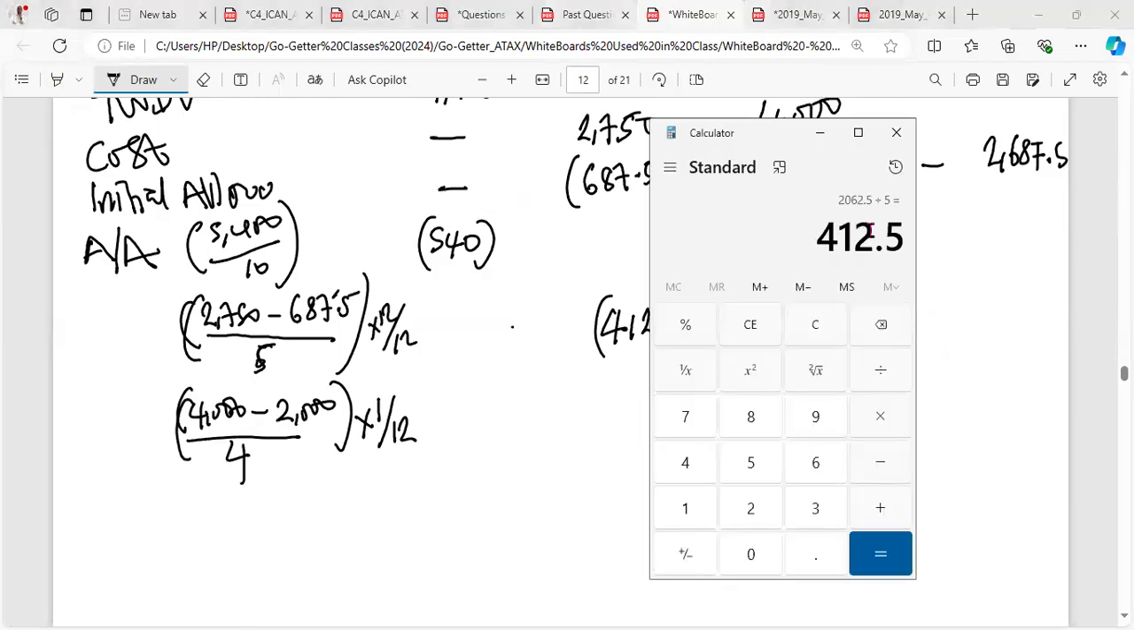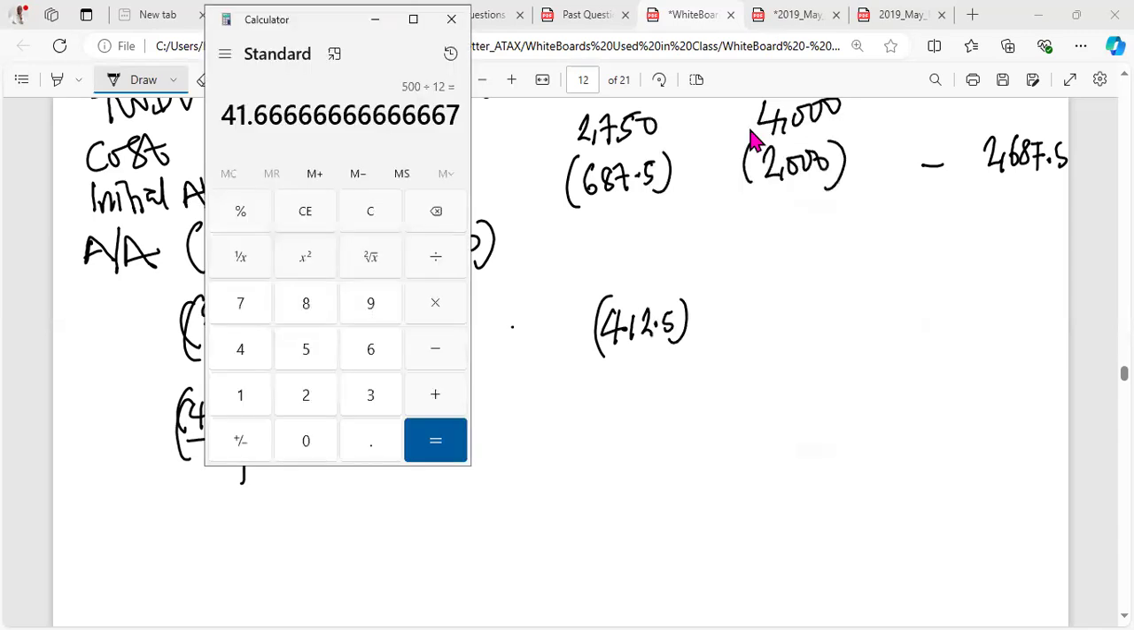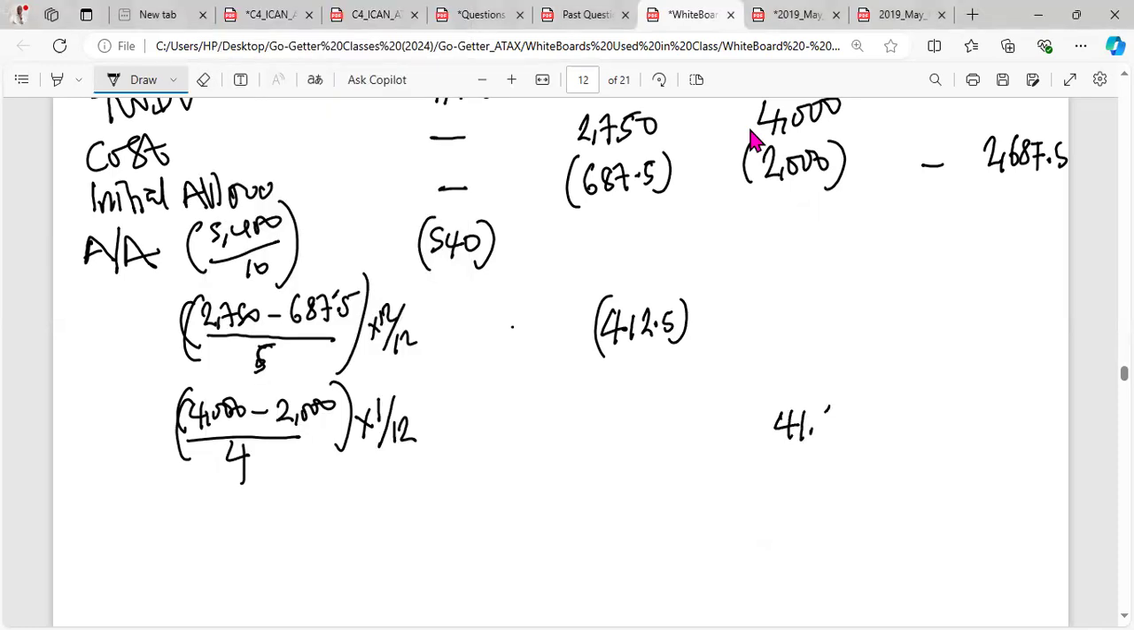So what you will do now is 4,000 minus 2,000 will give you 2,000. 2,000 divided by 4 will give you 500 times 1/12. So I will say divided by 12. That will give me 41.667. So that's what I will use.